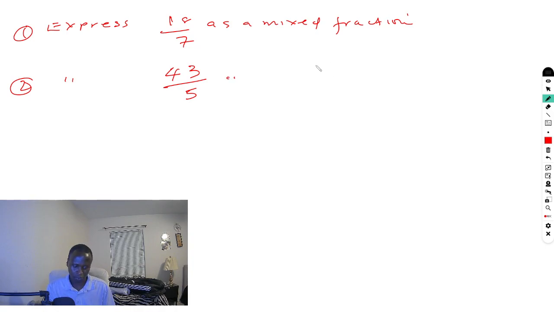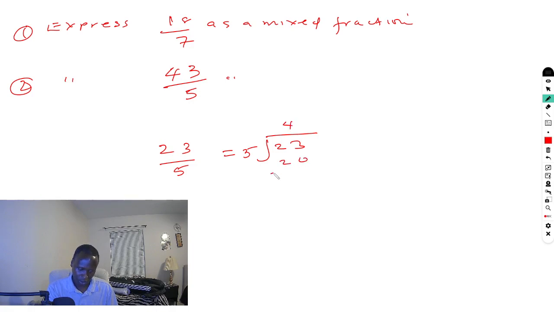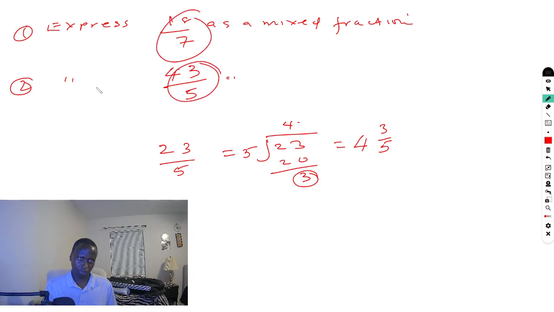Okay, so the easiest one, for example, if I have 23 over 5, what you do is you say 23 divided by 5 is equal to 4, because of 20, remainder 3. So this is the remainder, then it means it is 4 and 3 over 5. Okay, so do this one and do this one if you don't mind. So maths is practice.